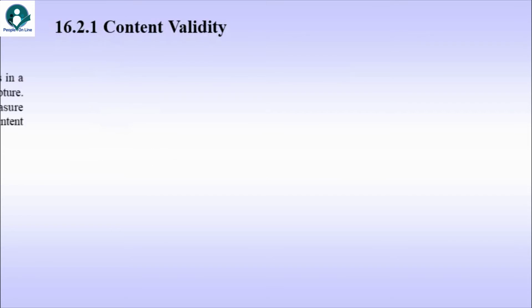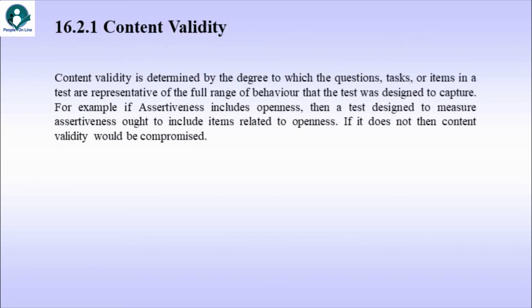Content validity. This is determined by the degree to which questions, tasks, or items in a test are representative of the full range of behavior that the test was designed to capture. For example, if assertiveness includes openness, then a test designed to measure assertiveness ought to include items related to openness. If it doesn't, then content validity would be compromised.